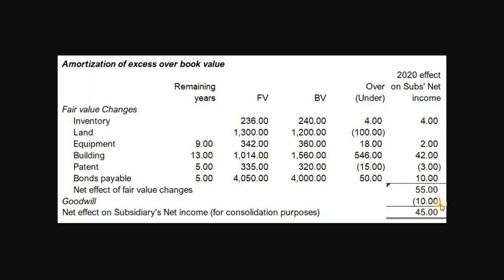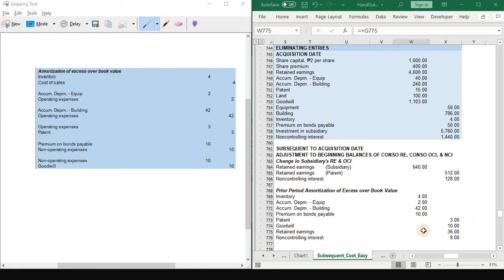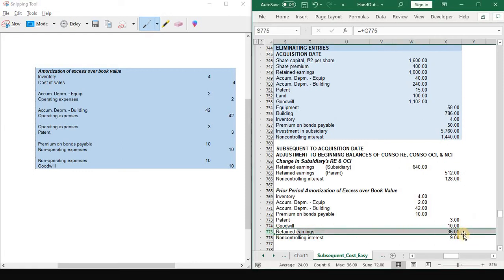So the net effect of the amortization in the prior year is 45 pesos. And as we divide this to controlling interest and non-controlling interest, the consolidated retained earnings shall increase by 36 pesos, which is 80% of 45, and the non-controlling interest will increase also by 20%, which is 9 pesos. That is why here in our entry during the current year, the retained earnings is credited at 36 pesos.